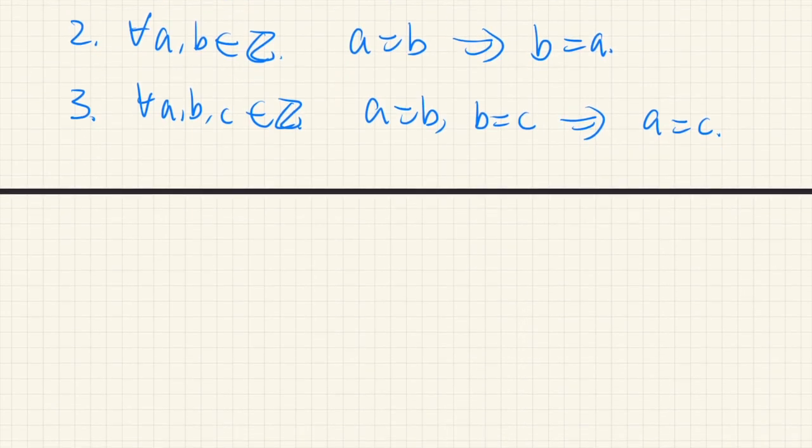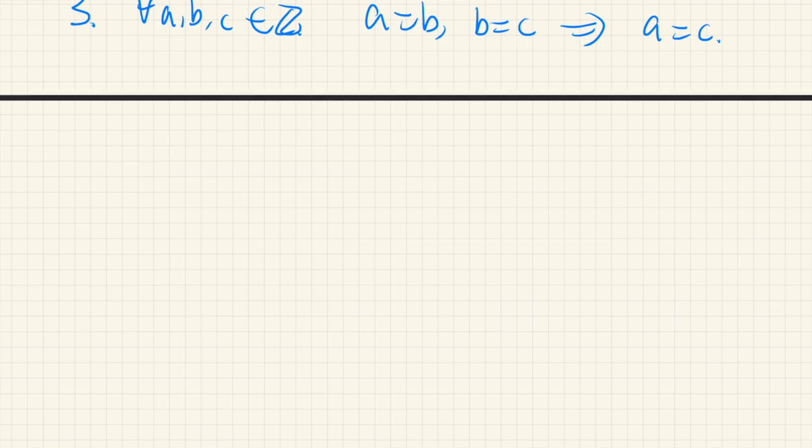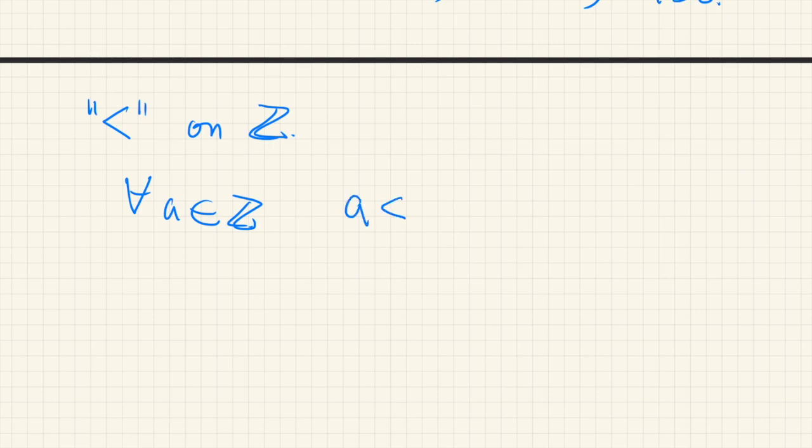And next example, we actually already explained that during the definition of equivalence relation: the less than relation. The less than relation on the set of integers, for example, is not an equivalence relation. First of all, for any integer a, we do not have a is less than a. This is wrong, right? This is false. Therefore, this relation is not an equivalence relation.